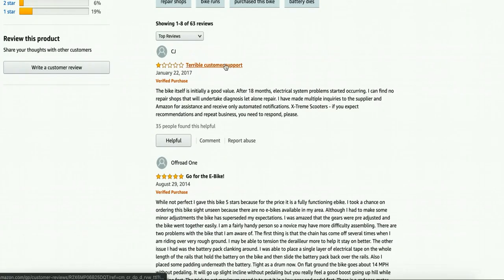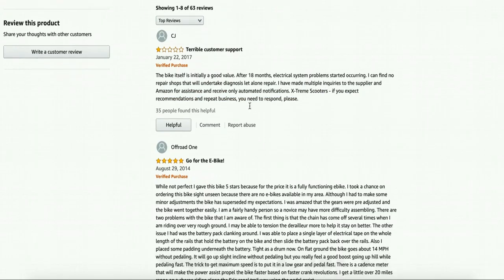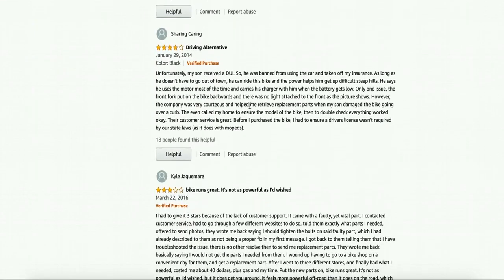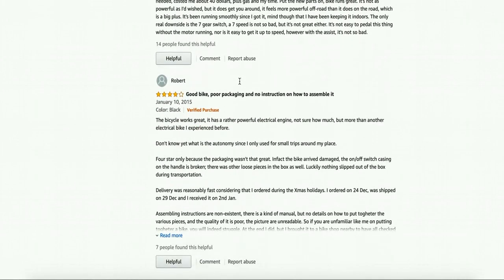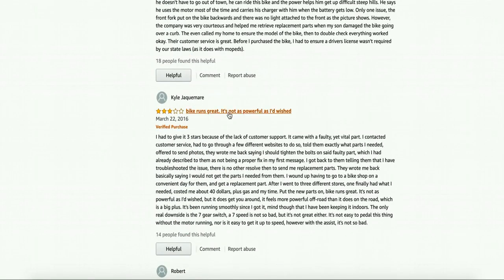Terrible customer support. 2017, yeah. The bike itself is initially at good value, 18 months after systems problems started occurring. No repair shops will undertake diagnosis, let alone repair, and then multiple inquiries to supplier systems and receive only automated notifications. If you expect our repeat business, you need to respond, please. Okay, pretty good. Not as powerful as I'd wished. So there's customer service issues. There's issues with the performance.